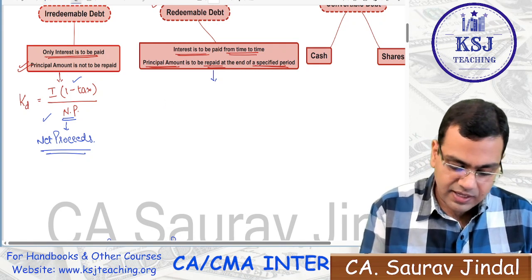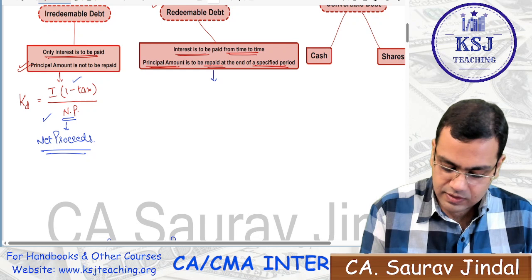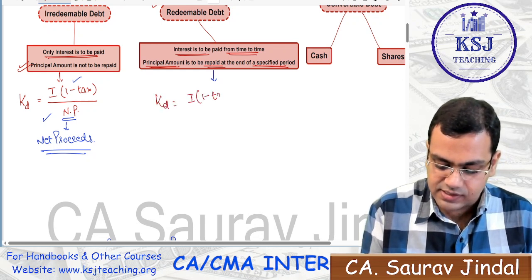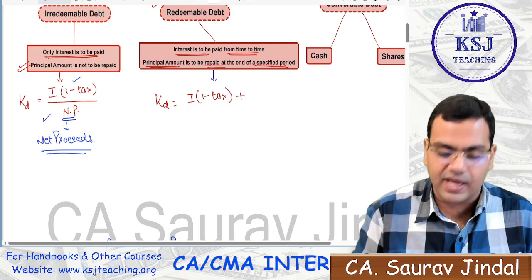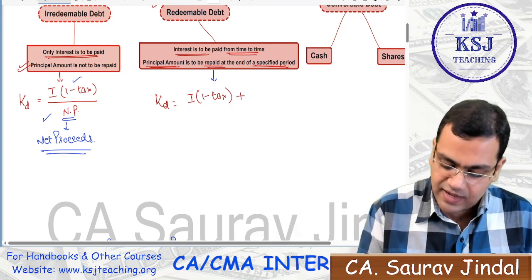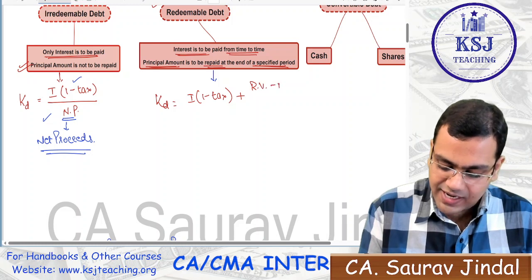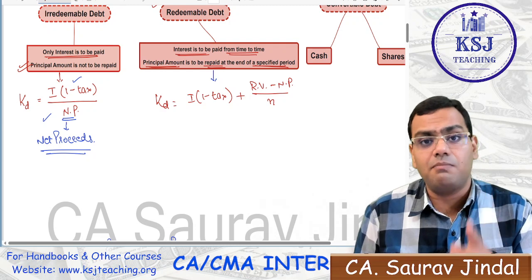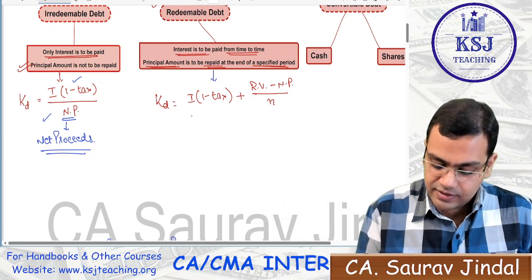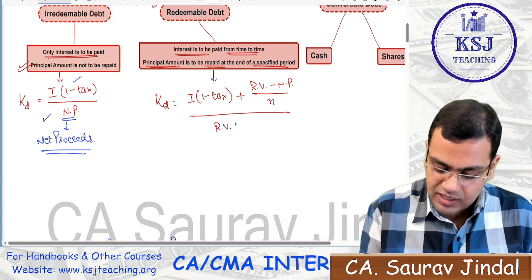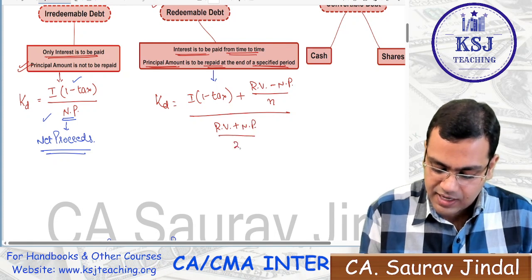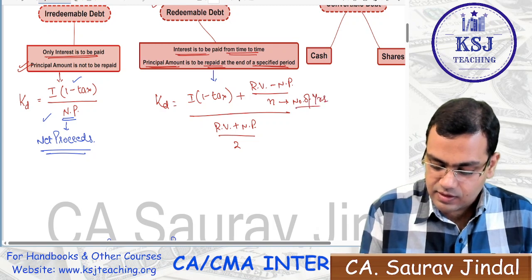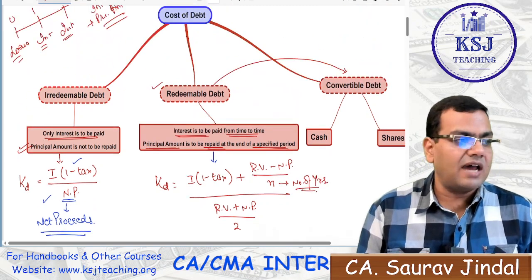Here the KD will be calculated as I into 1 minus tax. Interest will be there, but at the same time you will have to pay the redemption value, right? Redemption value minus net proceeds divided by N, where N is the number of years, whole divided by redemption value plus net proceeds divided by 2. N is the number of years. RV is the redemption value.